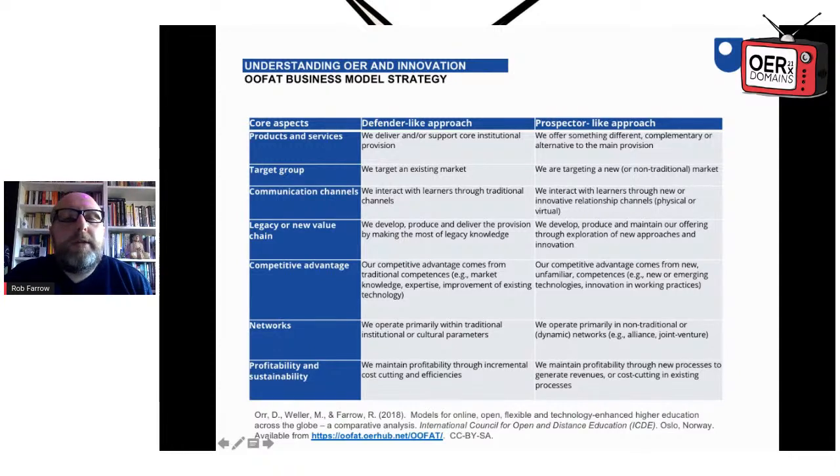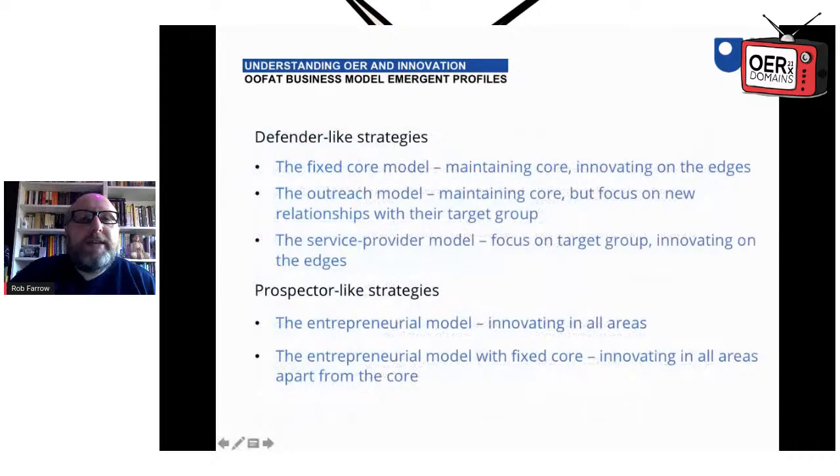On the business model side, one common form of analysis is to say who's got more of a defender-like approach and who's more like a prospector. Defenders are interested in protecting what they've got, and prospectors are trying to create something new. They're more obviously associated with innovation as a core concern. So we're going to be looking at different business models and how they map onto innovation.